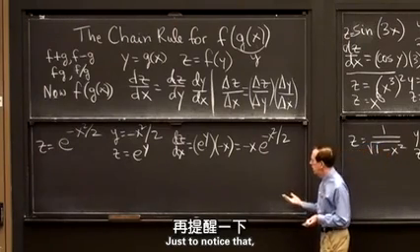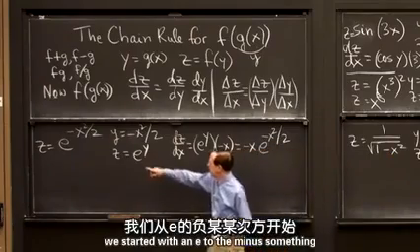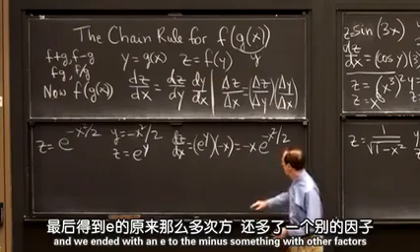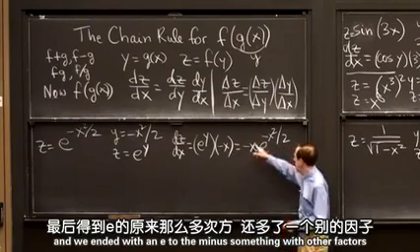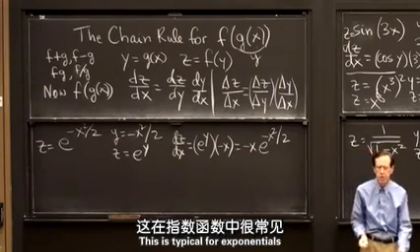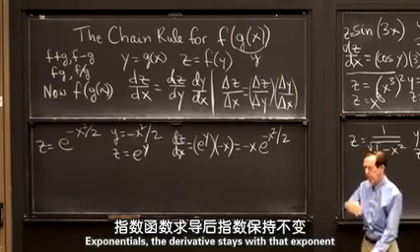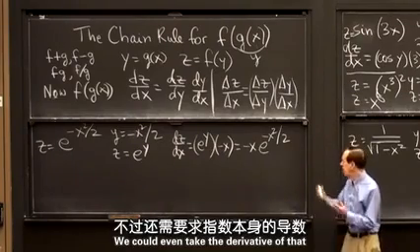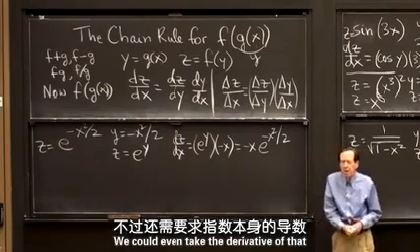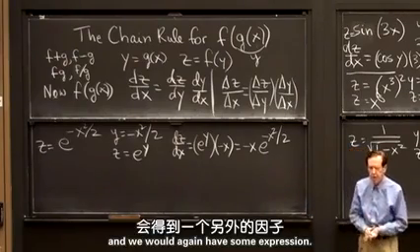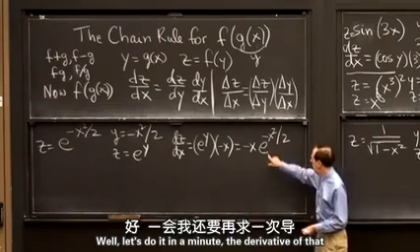Just to notice that we started with an e to the minus something, and we ended with an e to the minus something with other factors. This is typical for exponentials. For exponentials, the derivative stays with that exponent. We could even take the derivative of that, and we would again have some expression. Well, let's do it in a minute.